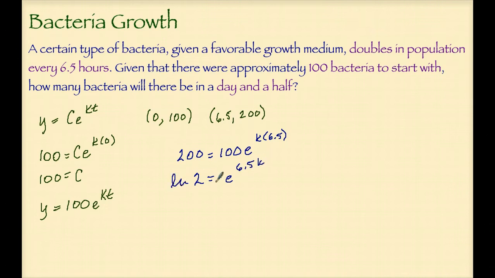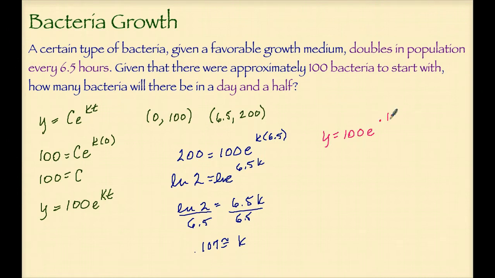Dividing both sides by 100 gives us 2 equals e^(6.5k). We'll need to take the natural log of both sides. This gives us ln(2) is equal to 6.5k, and dividing both sides by 6.5 means that k is approximately equal to 0.107. Now our function looks like this. y equals 100 e^(0.107t).